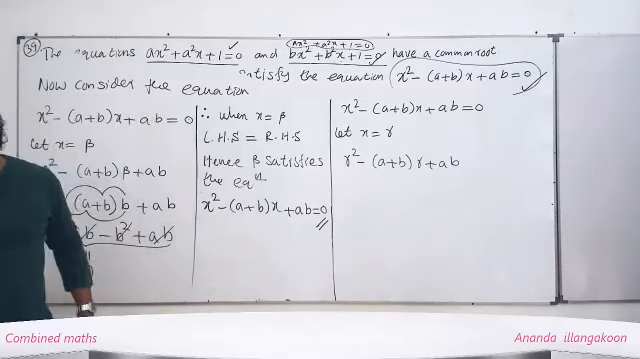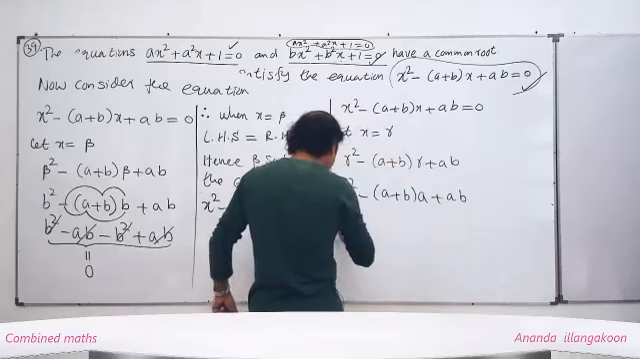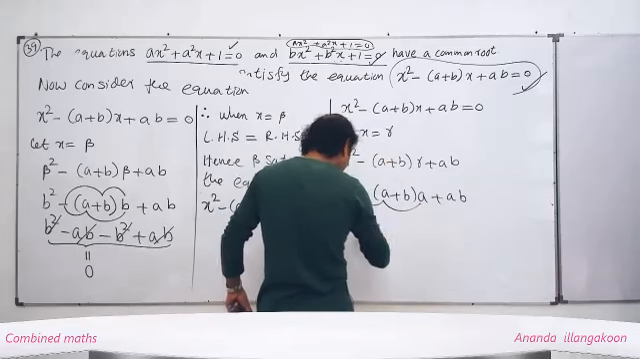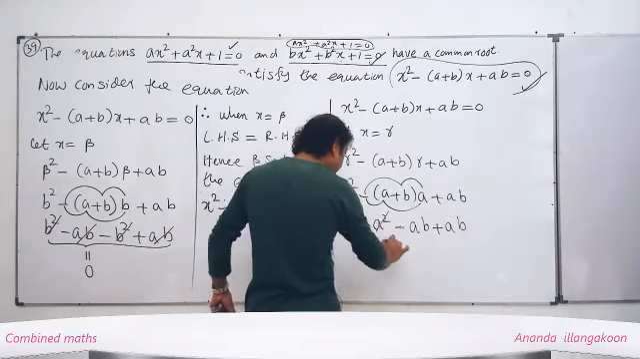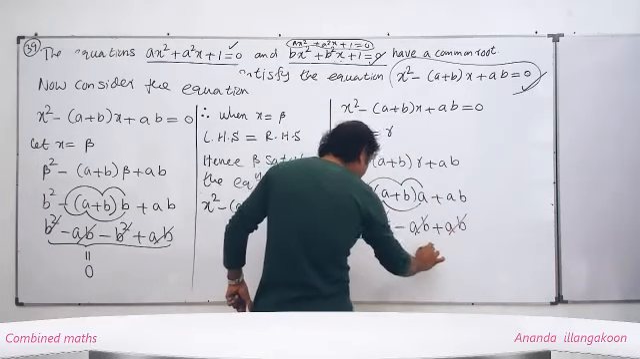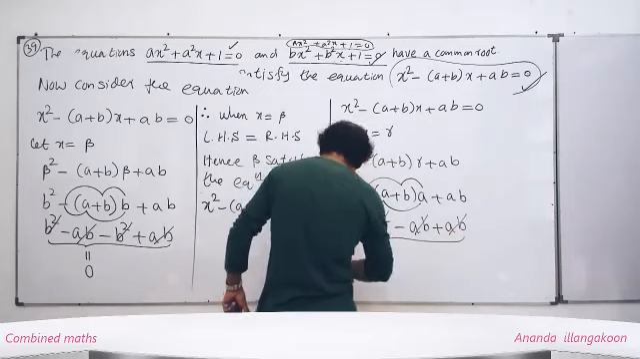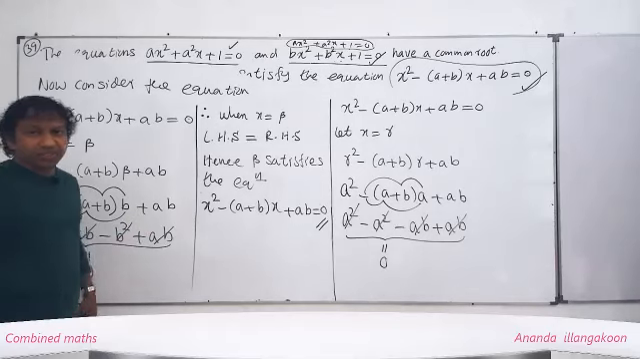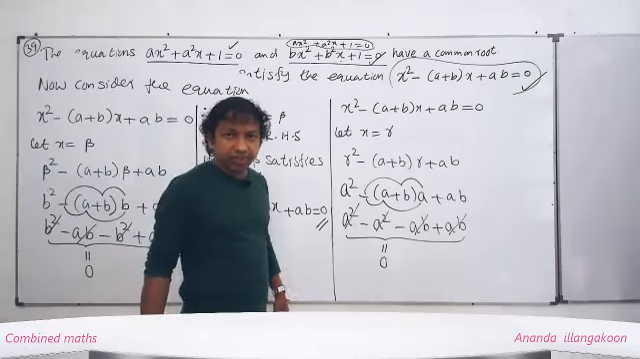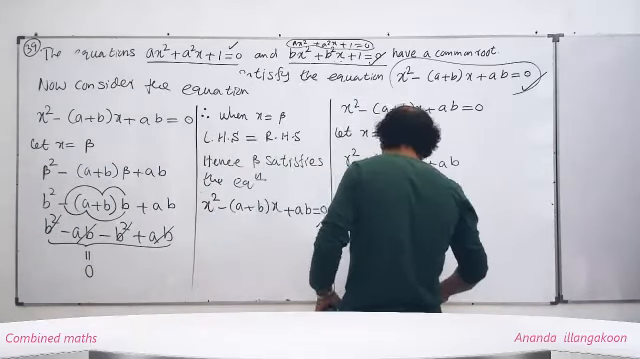What is our gamma? Gamma we got as a. So a squared minus (a plus b) times a plus ab. That is a squared, minus a squared, minus ab, plus ab. This and this we can cancel down, this and this we can cancel down. We get 0. So when x equals gamma, left hand side and right hand side become equal.